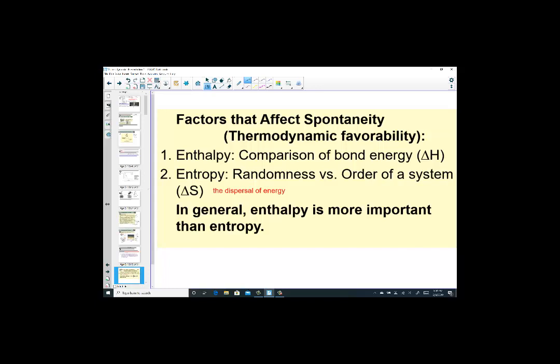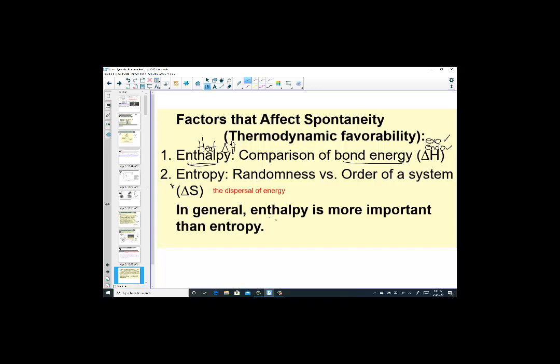So remember, two factors will favor spontaneity. Thermodynamically favored. The first is enthalpy, the heat of reaction. Remember, we abbreviated that as delta H in our last chapter. Now remember, that's a comparison of bond energies. So we had an exothermic reaction and we had an endothermic reaction. Exothermic, the system releases heat to the surroundings. And endothermic, the system is absorbing heat from the surroundings. And the second driving force of a spontaneous reaction is the entropy, the randomness versus order of a system. Systems want to disperse energy.